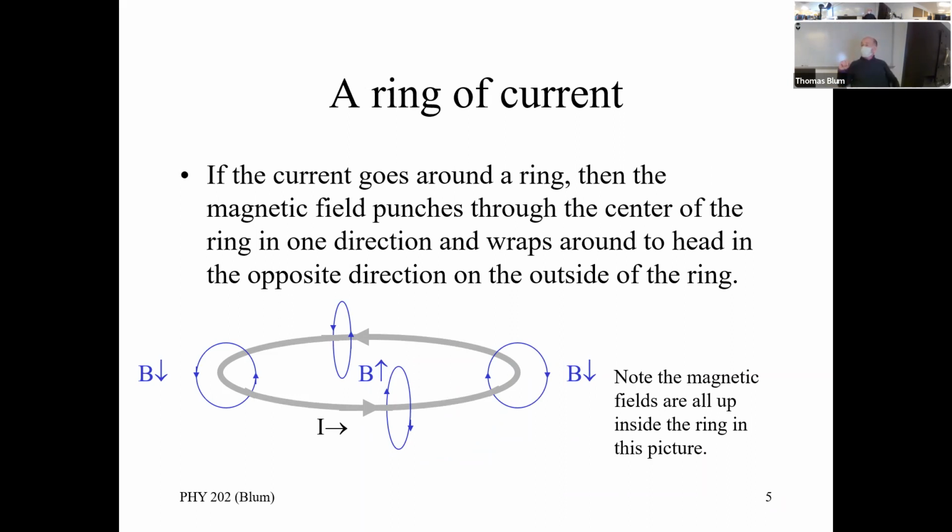If the current goes around in a ring, in a loop, then we can figure out the magnetic field around each little part of the loop based on what we know before. If you look at all these B fields, on the inside of the ring the B field is up, given the way the current is going around this loop. All the little fields on the inside are going up, and on the outside are going down. So you get a boosted effect: all the inside fields are in the same direction and adding up.